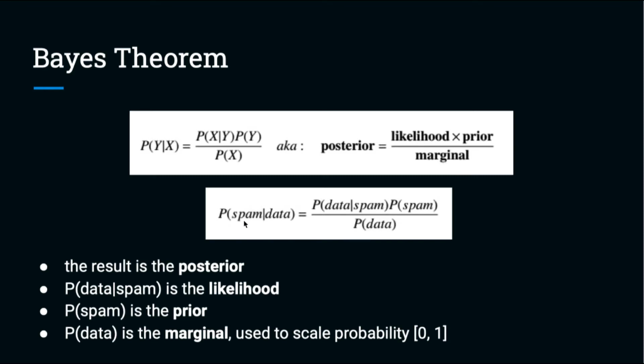The probability that a message is spam, given the data, which in our case will be the words, is going to be the probability that we see those words, given that it is a spam message, times the prior probability of spam messages. In other words, how common are spam messages, all normalized by the likelihood of the data. The probability will range between 0 and 1, so we usually choose a cutoff point like 0.5. Any probability above that would be classified as spam, anything below as not spam.